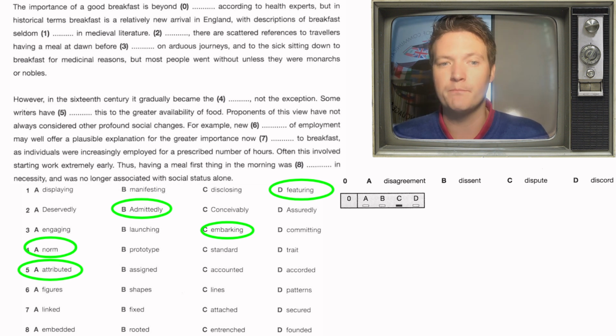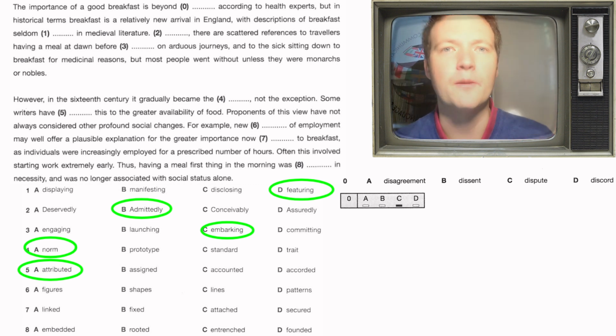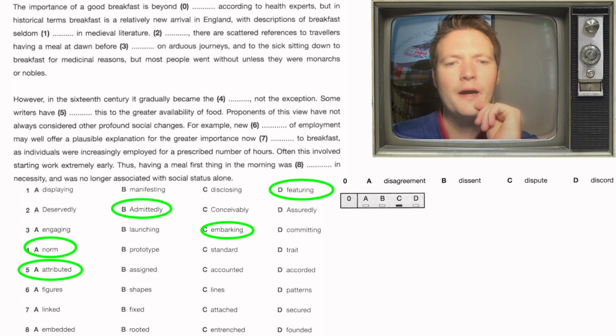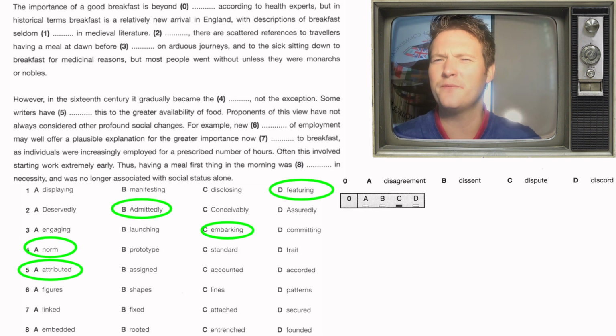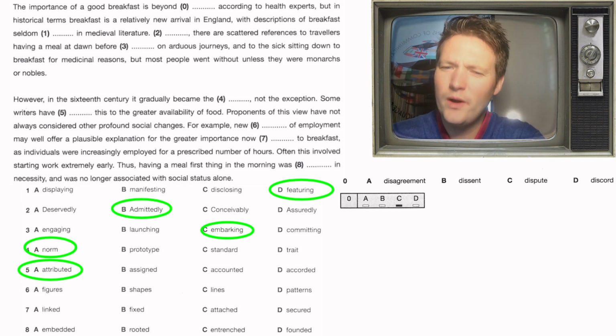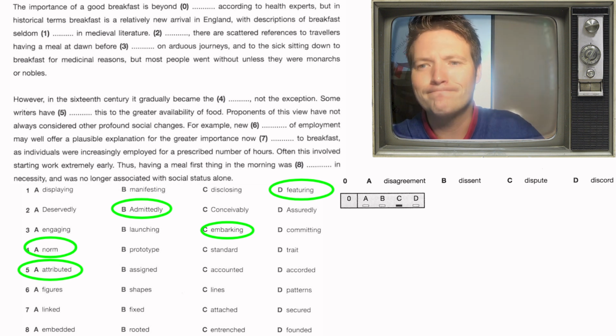For example, "new figures of employment may well offer a plausible explanation for the greater importance now to breakfast." New figures of employment. I don't know. I think if you're trying to say that more people working might make people eat breakfast more often, I don't know if that's quite right. Higher levels of employment maybe? It just doesn't sound right. What are they? Greater figures? Lower figures? I don't know.